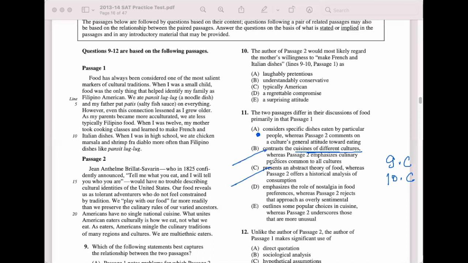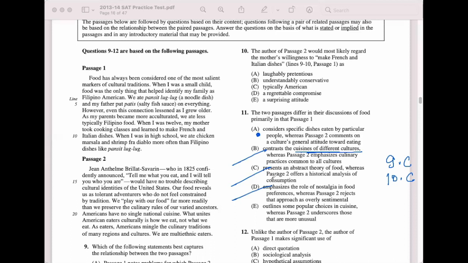Passage 1 emphasizes the role of nostalgia in food preferences, whereas Passage 2 rejects that approach as overly sentimental. I don't think nostalgia is the central idea of Passage 1. It's more about describing a change, right? He doesn't say I wish we did not change or I remember those days with fondness, right? So there's no nostalgia there.